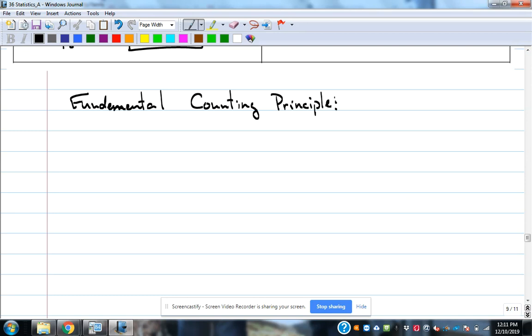A lot of folks like to have personalized license plates. In the state of Tennessee, how many characters can you have on a license plate? 7. Okay, so 7 characters. How many choices are there for each character? 26 letters. You can have numbers too, so there's 0 through 9. That's 10 numbers. So there's 36 possibilities for each blank.